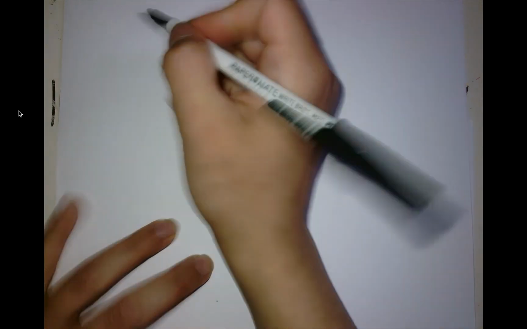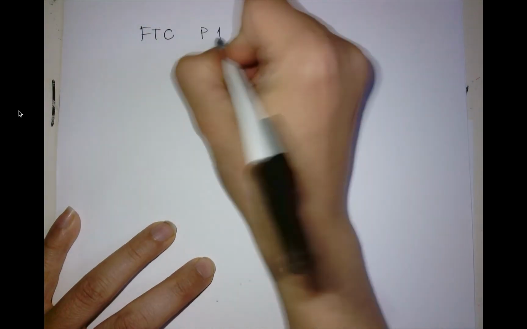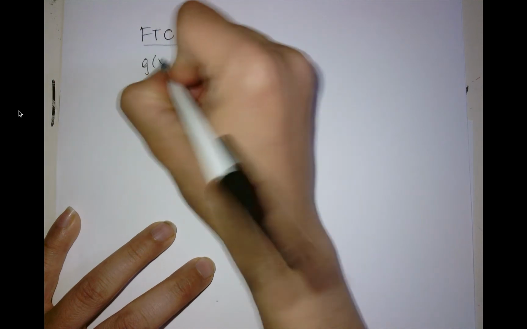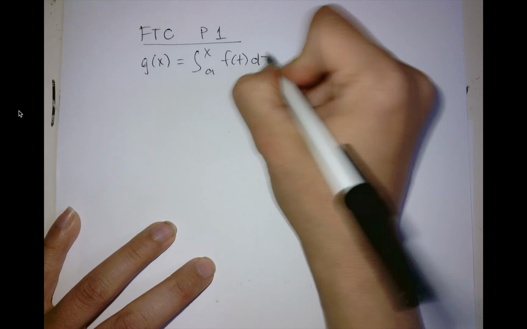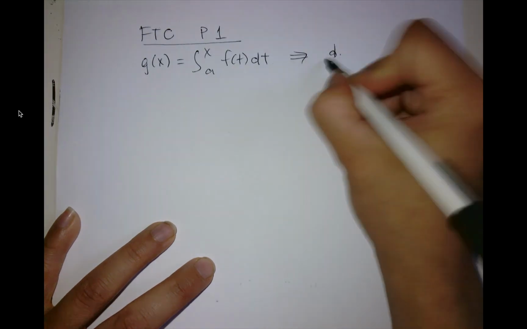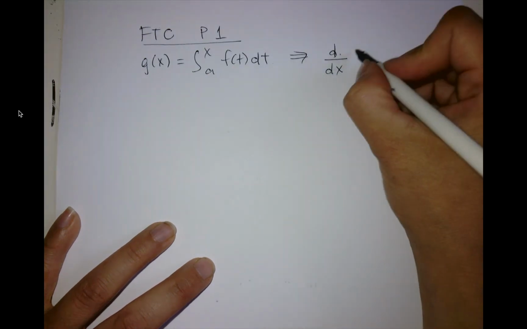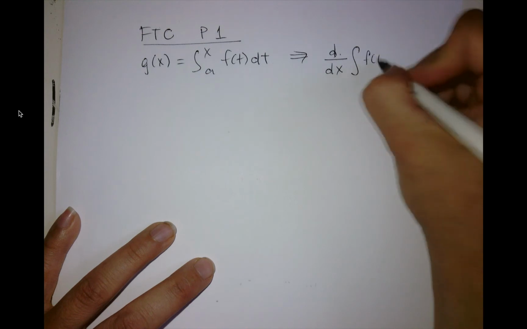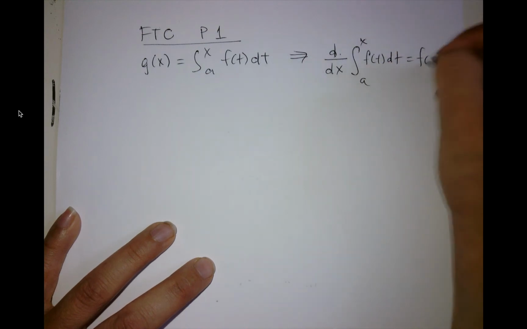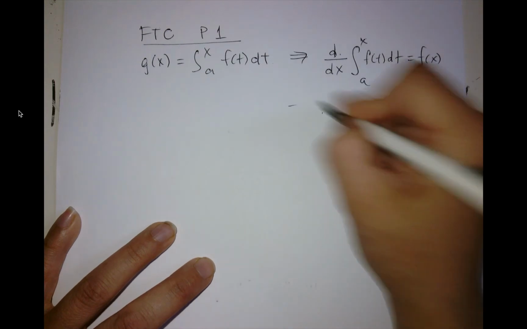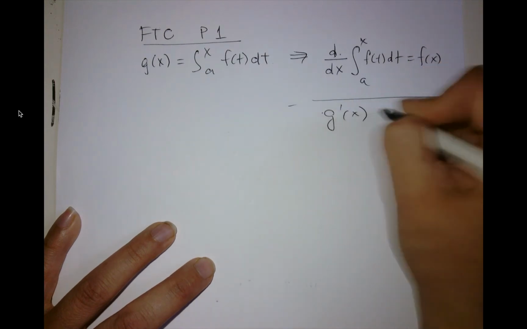So I want to say just a couple quick words about why the fundamental theorem of calculus holds. I'm going to start with part 1. And remember, that's the part that said that if g of x is the area so far function, then the derivative of this function is equal to f of x. Or another way you could have said it is g prime of x is equal to f of x.